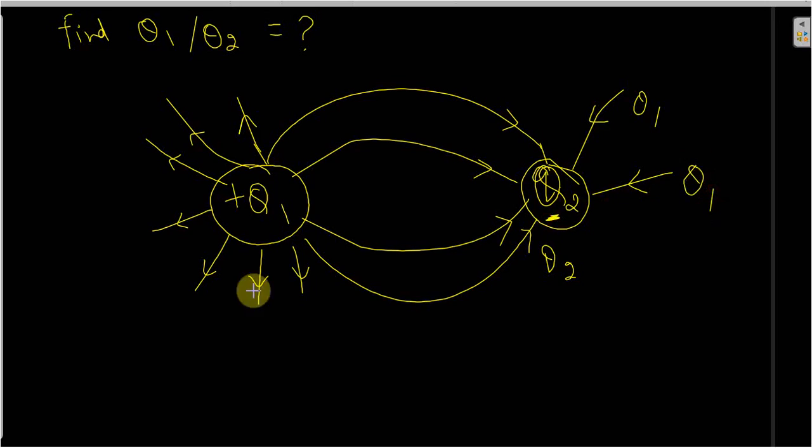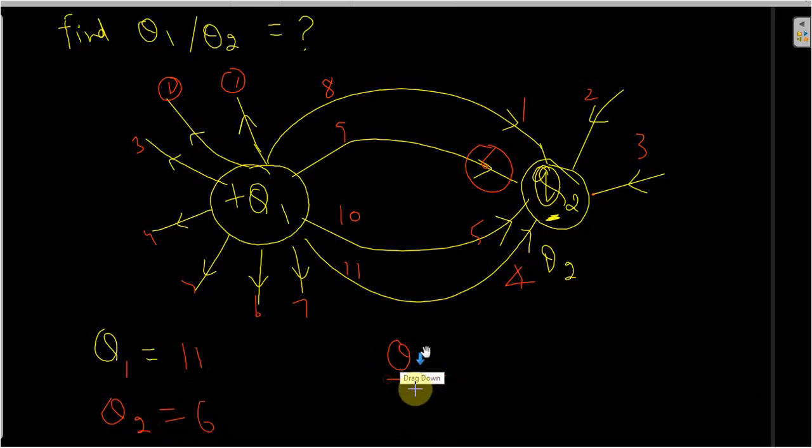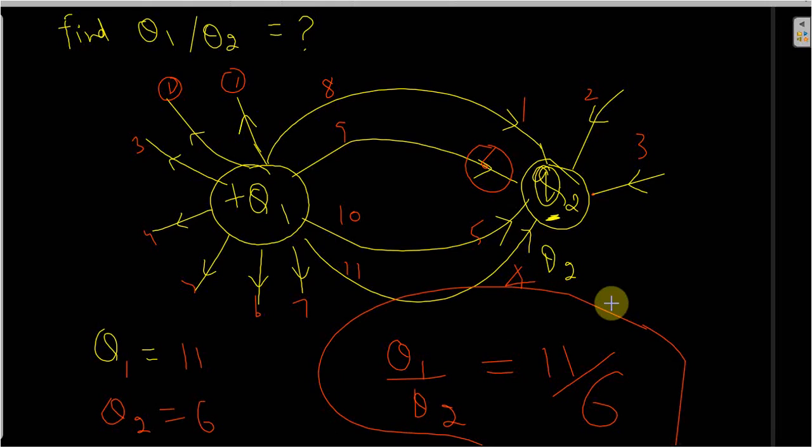So now we have to find the ratio of Q1 by Q2. How will you find the ratio? Count the number of field lines which are exiting the Q1 charge: 1, 2, 3, 4, 5, 6, 7, 8, 9, 10, 11. So Q1 is 11. And in this case, how many field lines are coming inside? 1, 2, 3, 4, 5 and 6. So inside the Q2 charge, 6 field lines are coming, so Q2 will be 6. And the ratio Q1 by Q2 is equal to 11 by 6. So in that way you can find the ratio of charges by counting the number of field lines emerging from and going inside a charge. So that's enough for today. Thank you, students.